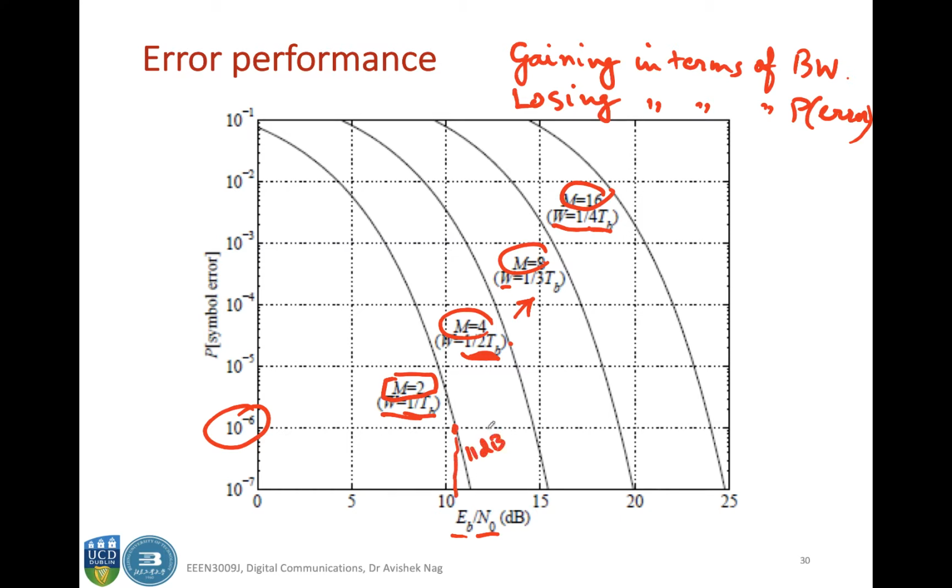11 dB. Okay, the same thing for, let's say, m equal to 4 is roughly 14 dB. Okay, so you have to expend 3 dB more power. So this means 3 dB more power is required to achieve a probability of symbol error of the same 10 to the power minus 6 with m equal to 4, and this thing degrades as we increase m. So for m equal to 16, you are probably using roughly 23 dB of power, like EB by N0 has to be 23 dB.